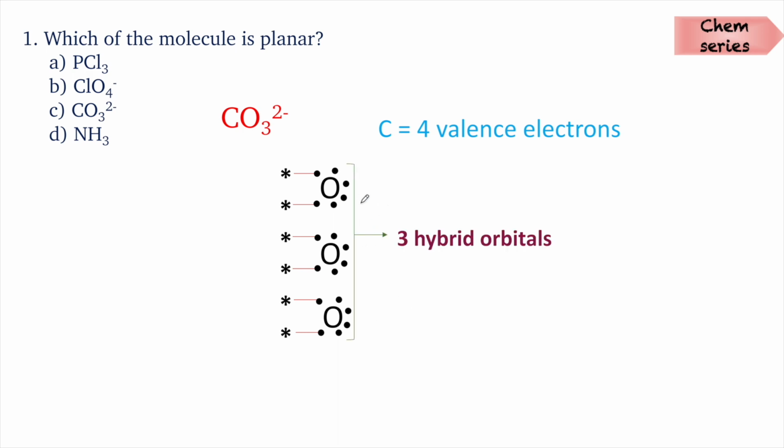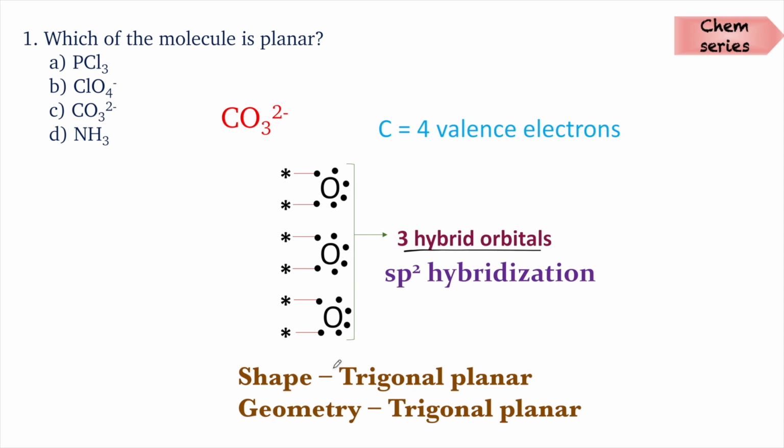So totally there are 3 hybrid orbitals, that is sp2 hybridization, and you see the geometry is trigonal planar and there are no lone pairs, so the shape is also trigonal planar. So the molecule CO3 2 minus is flat, it is trigonal planar. Fine, you can see the 3D view of this. So your right option will be CO3 2 minus.